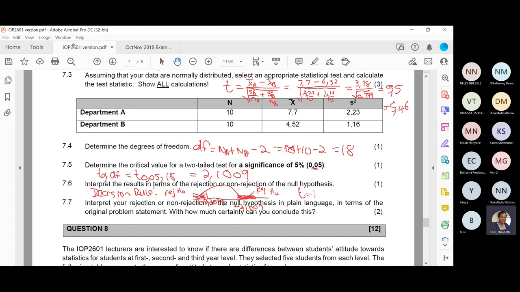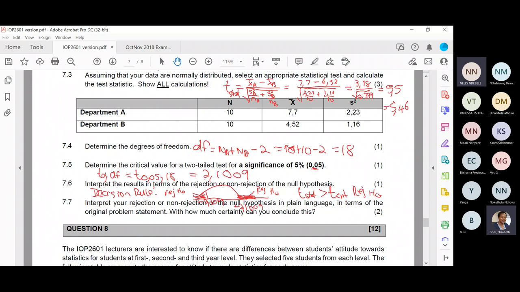If your test statistic, not the critical value, which is the T value that we calculated here, is greater than your critical value, then we're going to reject the null hypothesis. This is just the decision rule. I'm giving it to you as information. You just need to have it in the back of your mind, or you can write it down. The question is only asking you for one thing: interpret your results in terms of rejection or non-rejection. Based on this decision rule, are we rejecting or not rejecting the null hypothesis? What is your answer?